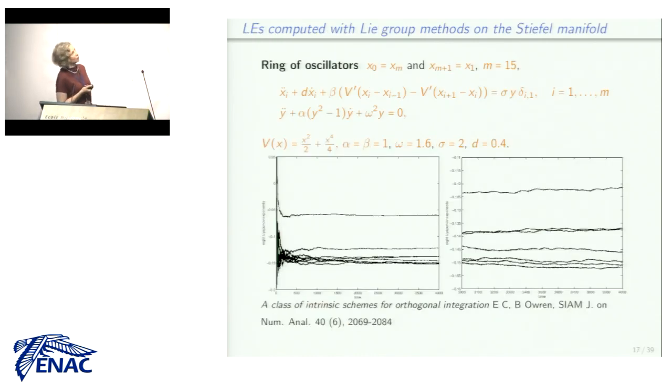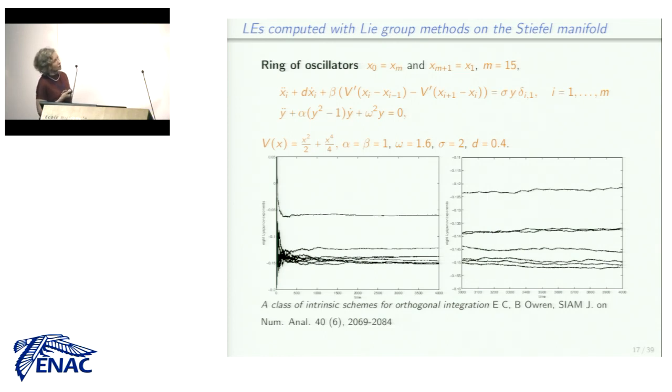I want to show you an example here. This is a benchmark problem that has been used in several references in the literature. It's a ring of oscillators, where y is a forcing term and x are the variables of the oscillators, the positions. We have this nonlinear potential here that is driving the oscillators, and this external force is switched on only for the first component. So it's a simple problem.